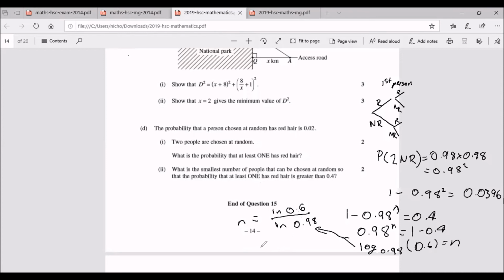And why are we rounding up? Because if we were to round down and sub it in, the probability would be less than 0.4. So we have to round up. Okay. That makes sense? Yep.